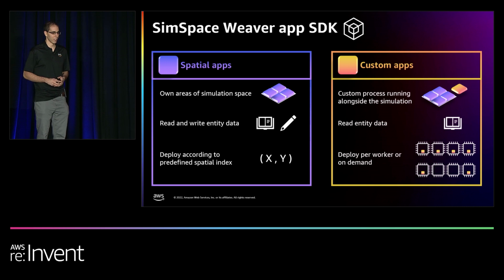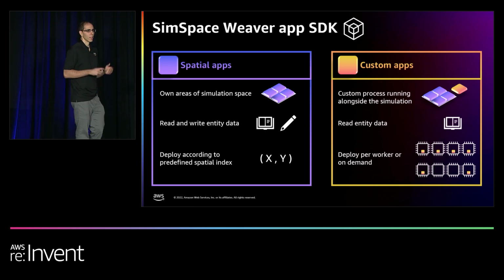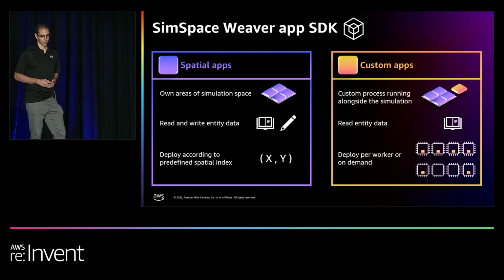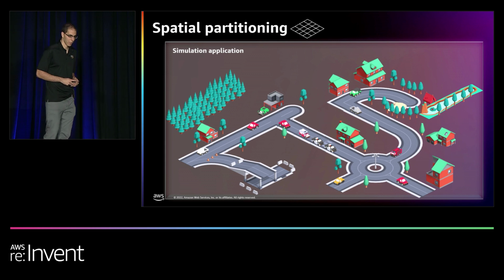Then you also have a class of custom applications that can do other things that interface with your simulation. Usually, we use these to analyze the data from the simulation or read that data out of the simulation for purposes of visualization, which we will see examples of. You can launch these custom apps on every instance, or you can launch them manually. That's your choice. Now, what are we actually doing with Weaver? Let's take a closer look at the spatial apps.